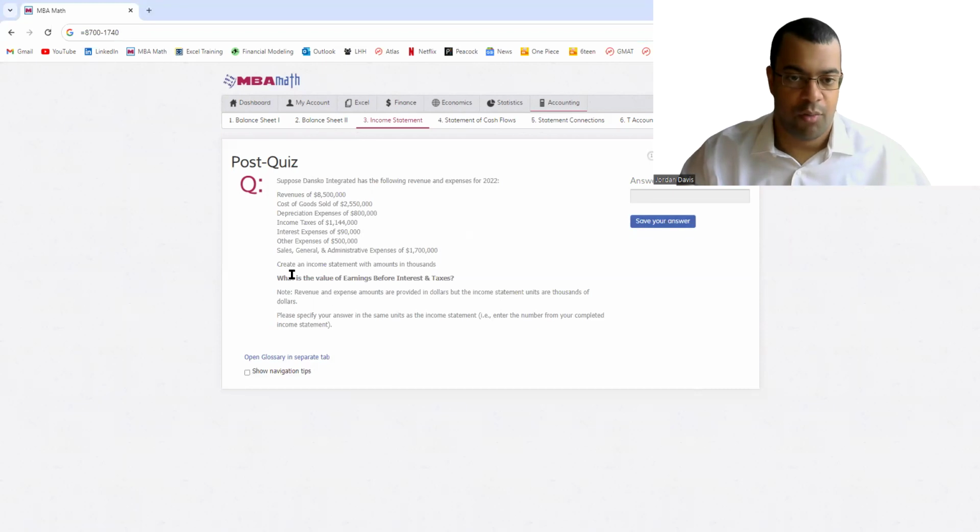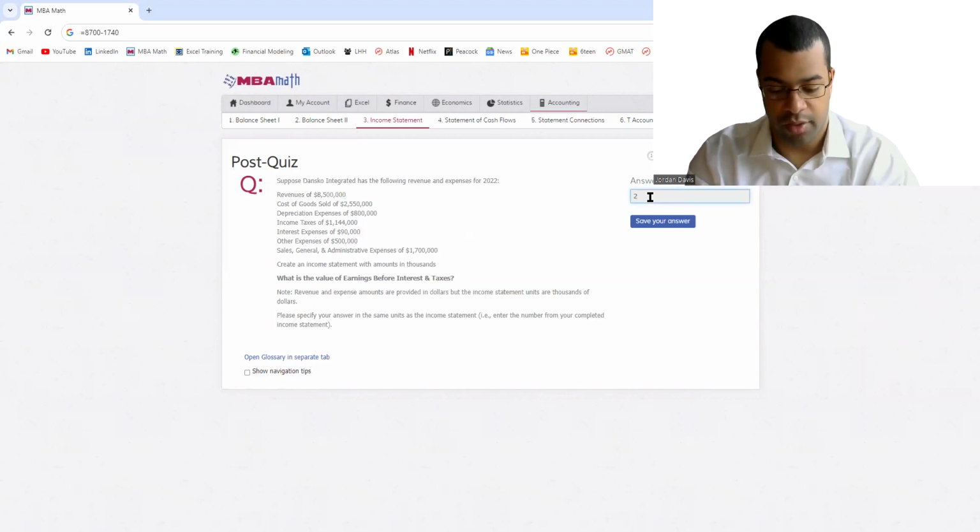Third question. So what is the value of earnings before interest and taxes? So EBIT. All we're taking, right, is everything except interest and taxes. So we're getting revenues, subtracting cost of goods sold, minus depreciation expenses, minus other expenses, and minus SG&A. We're leaving these out because this is interest, the 9,000, and this right here, that 1.1 million, is taxes. So if we do that calculation, you're going to get 2,950,000.